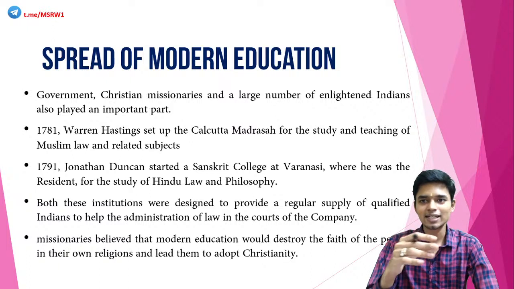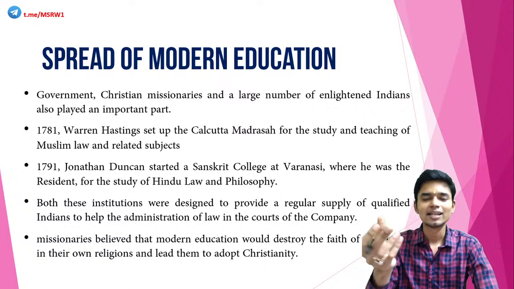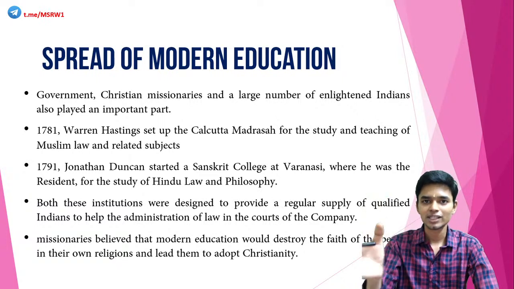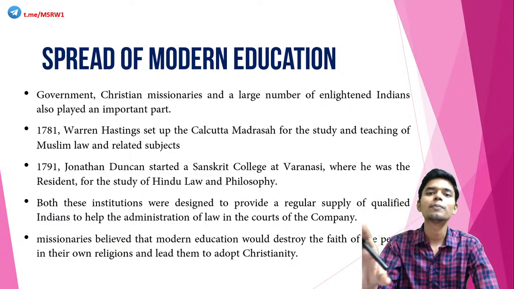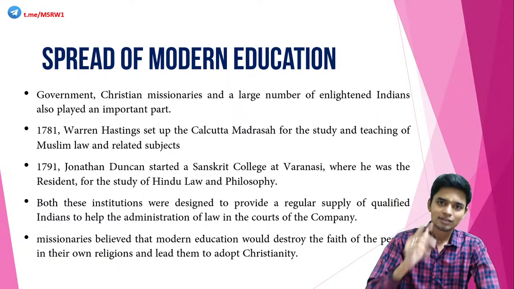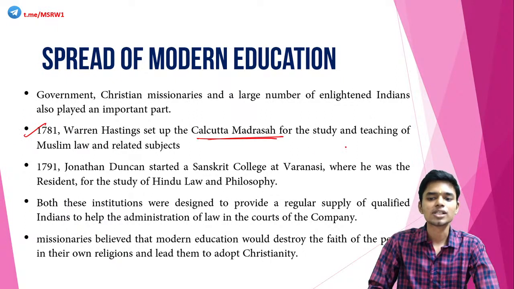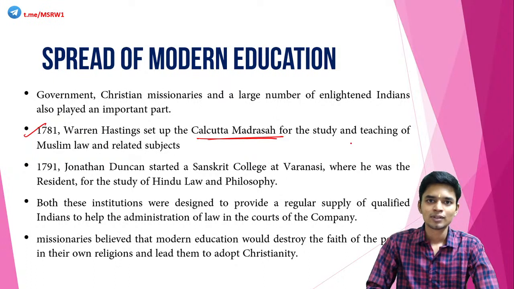So in society we are witnessing some changes. Naturally, in the field of education also there are some changes going to happen. So the government, the Christian missionaries, etc., along with the help of a large number of enlightened Indian intelligentsia, played an important part in educating Indians. First step, in 1781, Warren Hastings set up the Calcutta Madrasa for study and teaching of Muslim law, Islamic law. Okay, 1781, who established the Calcutta Madrasa? It was Warren Hastings. In 1791, Jonathan Duncan started the Sanskrit College at Varanasi, for the study of Hindu laws and philosophy.